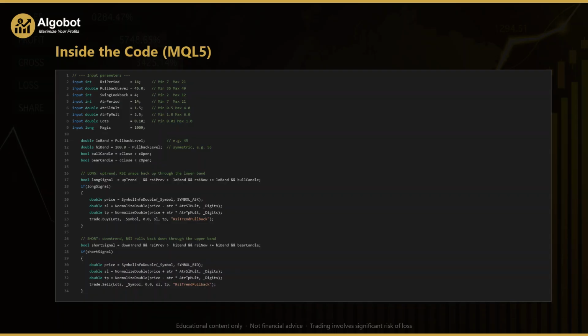The short block, just underneath, is the mirror. The short signal is true when downtrend holds. The previous RSI was above the upper band. The current RSI is at or below it, and the candle is bearish. Then it reads the bid price, sets the stop 1.5 ATR above and the target 2.5 ATR below, and calls trade.sell. So both sides share the same structure, simply flipped in direction. This is for educational purposes only.